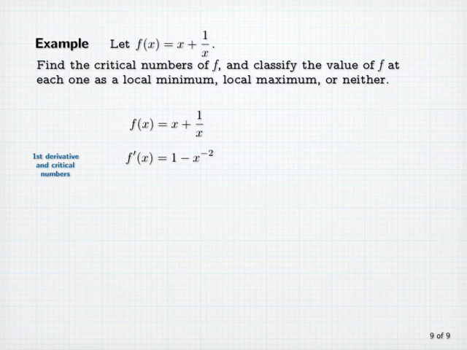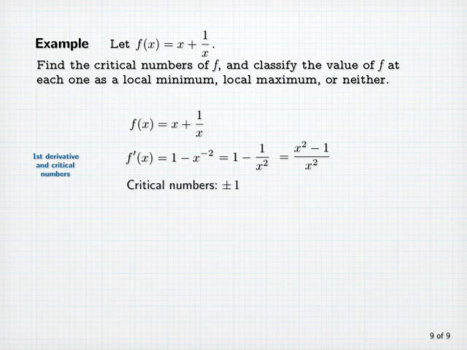F prime of x equals 1 plus the derivative of x to the minus 1 power, which is minus x to the minus 2 power. So f prime of x equals 1 minus 1 over x squared, or (x squared minus 1) over x squared. Therefore, we conclude that the critical numbers are plus and minus 1. Let's note that even though f prime of 0 is undefined, it's not a critical number because it's not in the domain of f.